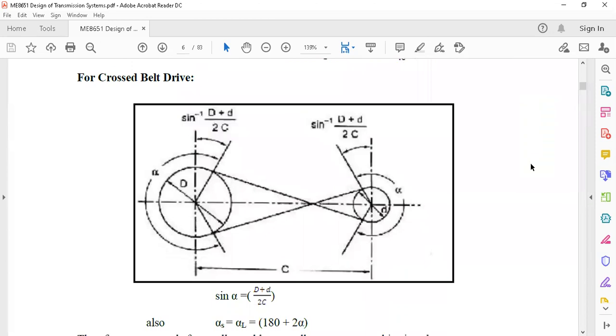Okay, in this lecture video, we're just going to see about these two different sections, how the derivation is calculated, what the derivation of the angle of contact and arc of contact is, and what the length of the belt is. That is what we are going to see. And based on this, some problems will be asked.